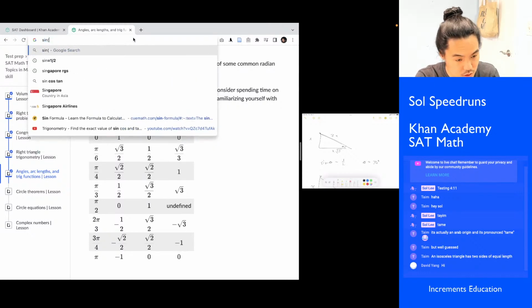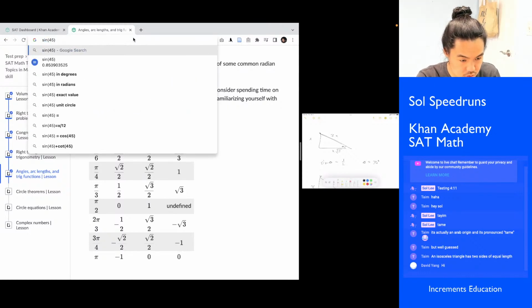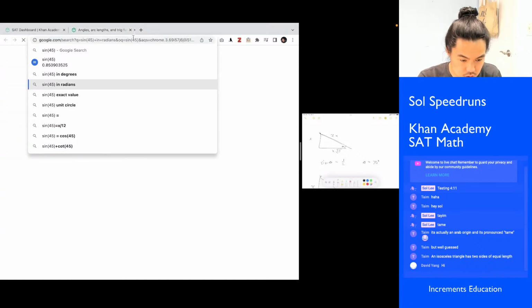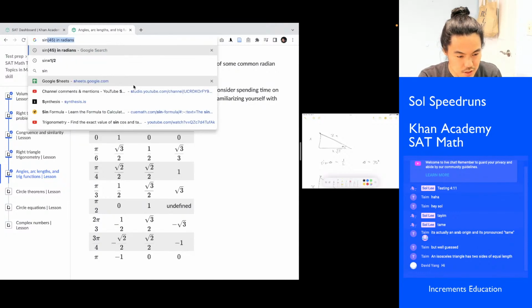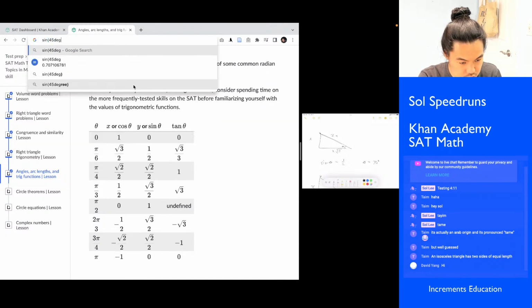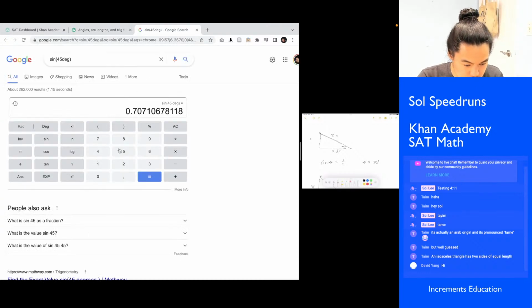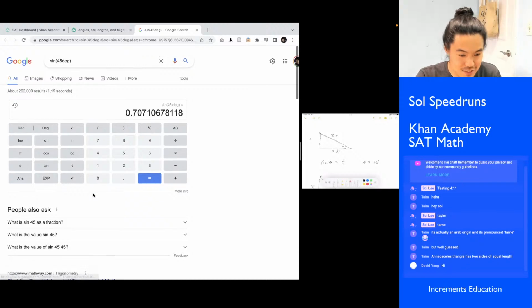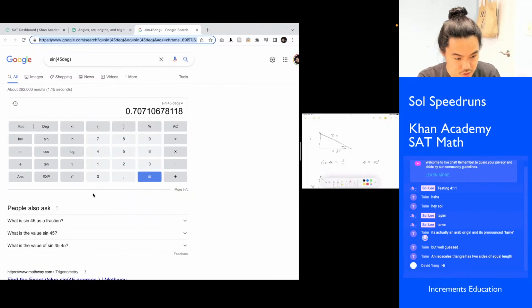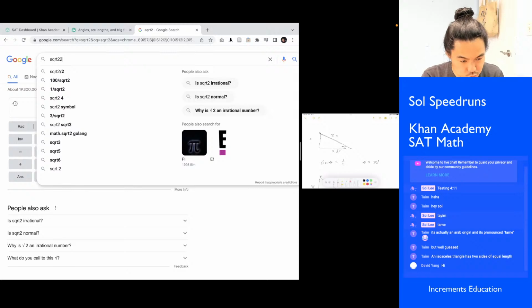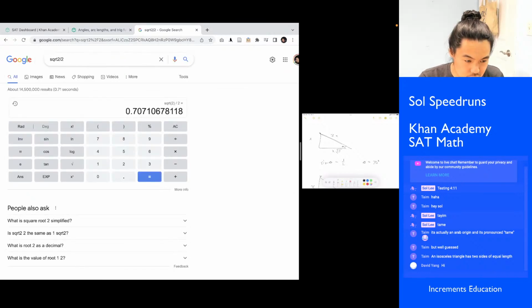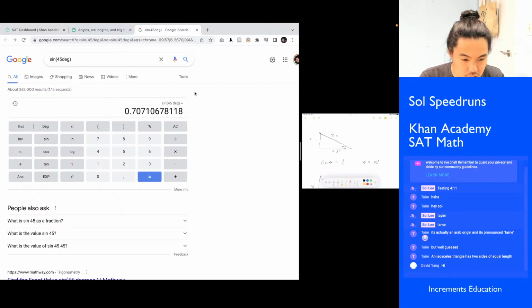Okay, what is sine of 45? No, hang on. Sine of 45 degrees. Hang on. What is square root of 2? And then what is square root of 2 over 2? So why is it square root of 2 over 2? Am I going crazy right now?